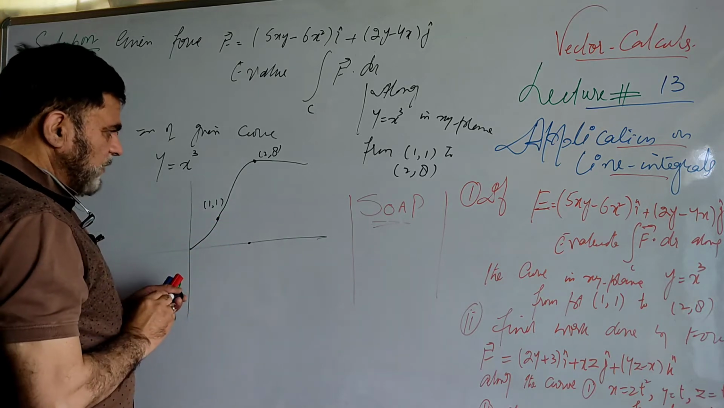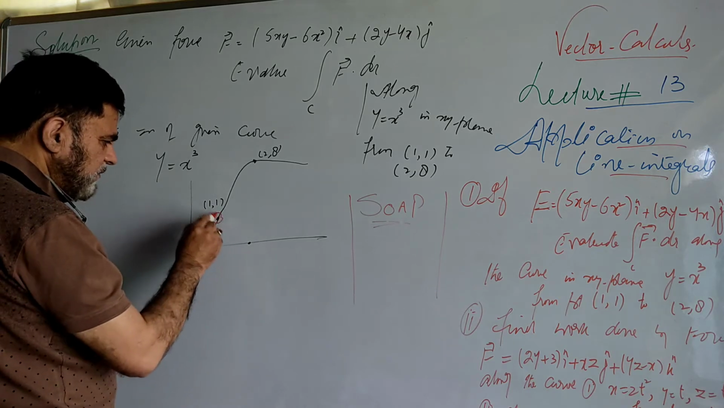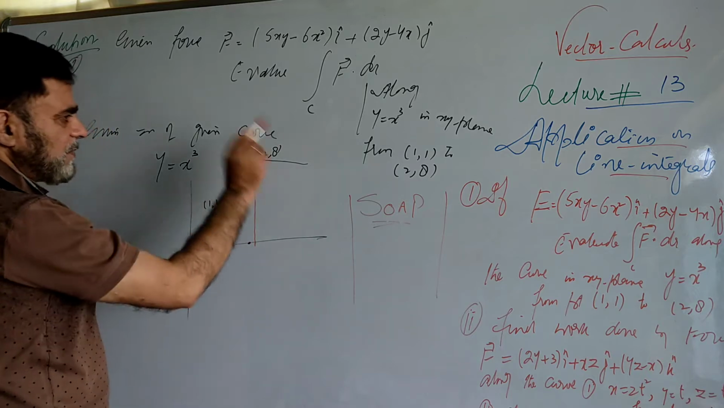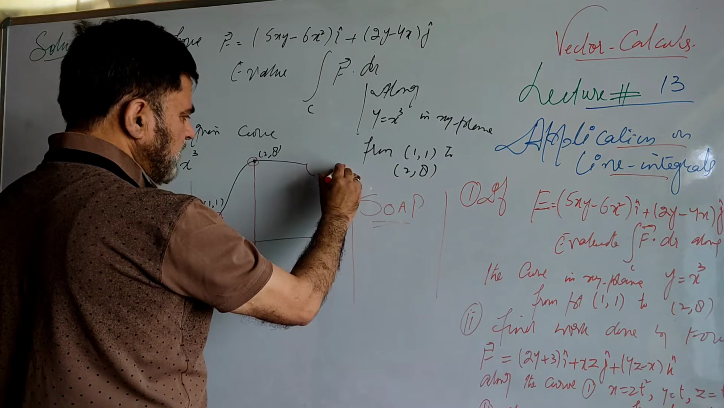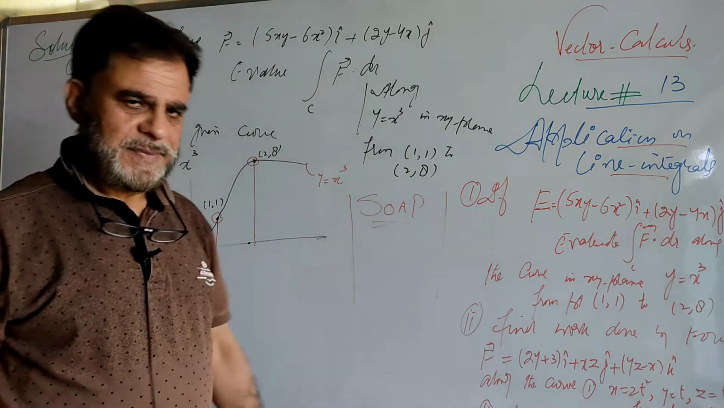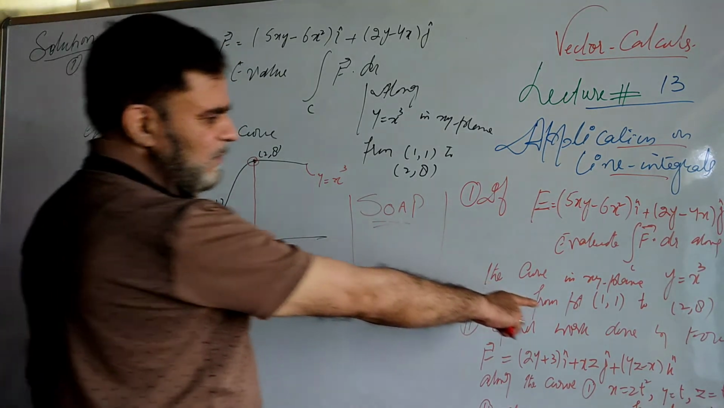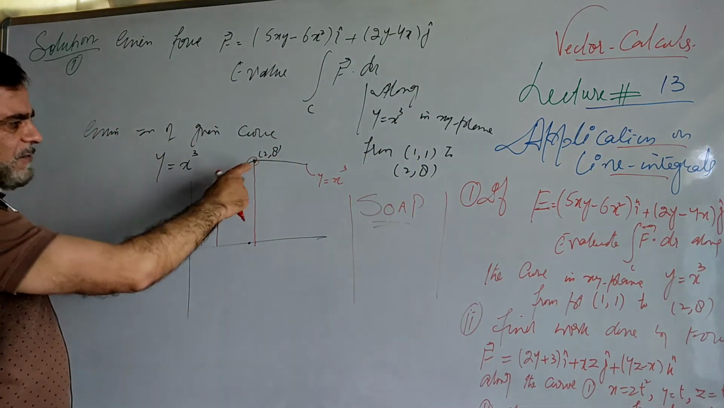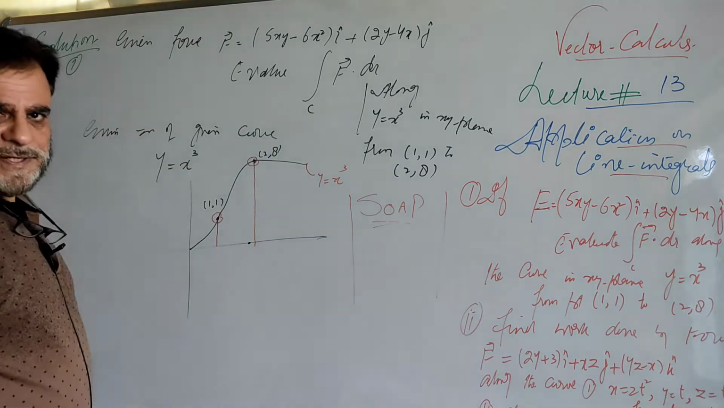Now we are confined to finding the line integral of this from (1, 1) to (2, 8). This is your curve, y is equal to x cube. I have assumed its shape. I have not drawn its shape in a proper way because that requires many things to draw. So this is from the point (1, 1) to (2, 8), a point on the curve. We have to find the line integral of this part of the curve, (1, 1) to (2, 8).